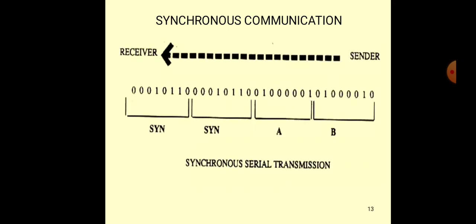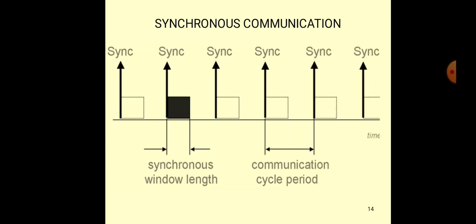In the diagram, if you see, sender and receiver, we have sync pulses. The same clock pulses have to be maintained at both the transmitter and receiver. They have given a synchronous window length and the communication cycle period. Both the sync pulses have to maintain the same clock pulse.